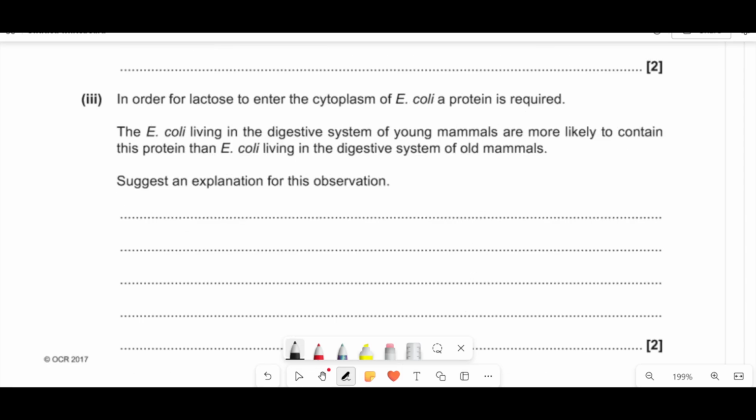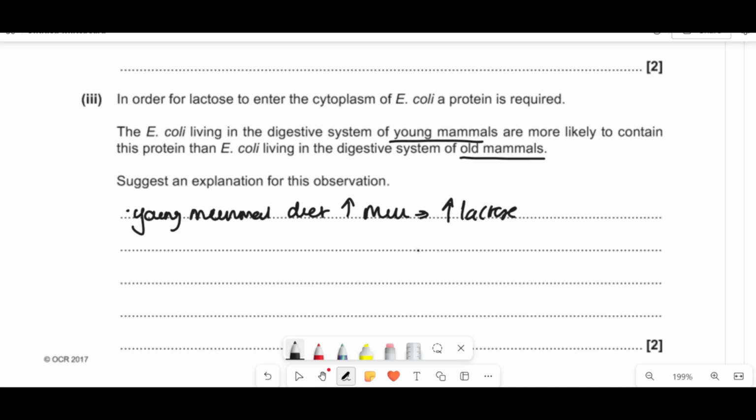There you go. In order for lactose to enter the cytoplasm of a cell, a protein is required. The E. coli living in the digestive system of young mammals is more likely to contain this protein than those living in old mammals. So again, young mammals versus old mammals, suggest an explanation. In order to digest lactose, E. coli needs a protein. This lactose digesting protein seems to be higher in the E. coli in young versus old. Lactose, milk. So to me, it's saying that the young ones are having more milk. So the young mammal diet includes more milk, so there's more lactose, right? This question is hinting at the fact we need to think about there being more lactose in the diet, which means we're going to have more of this protein.